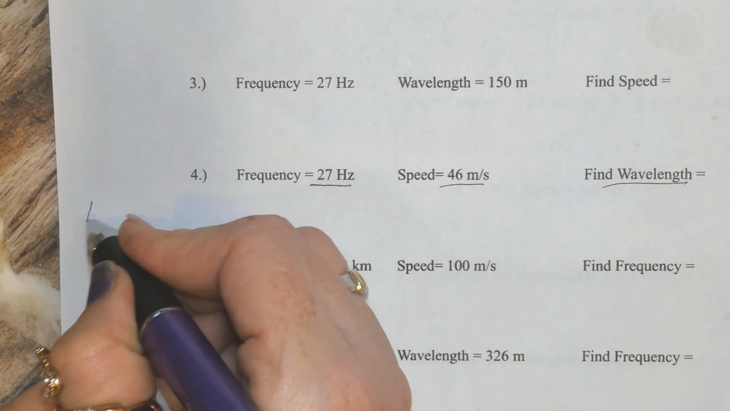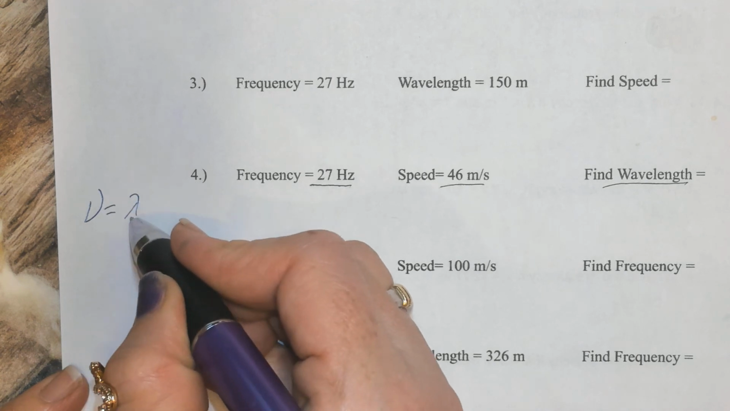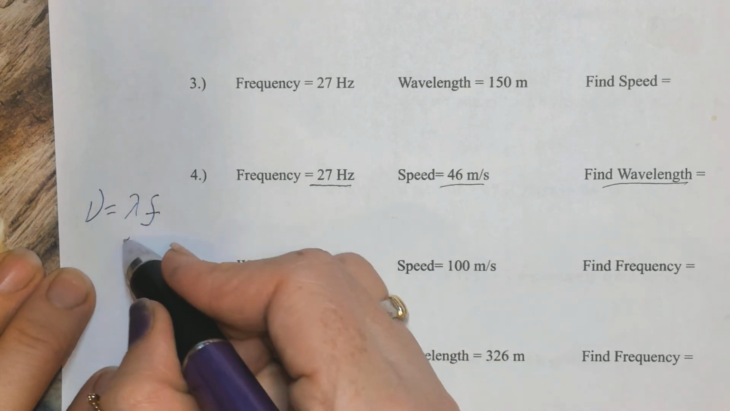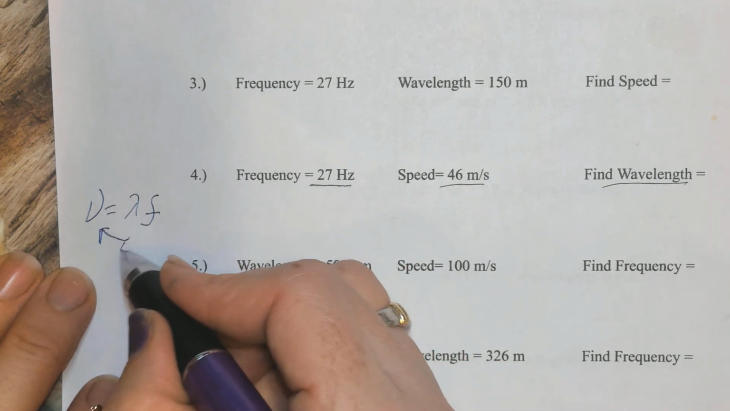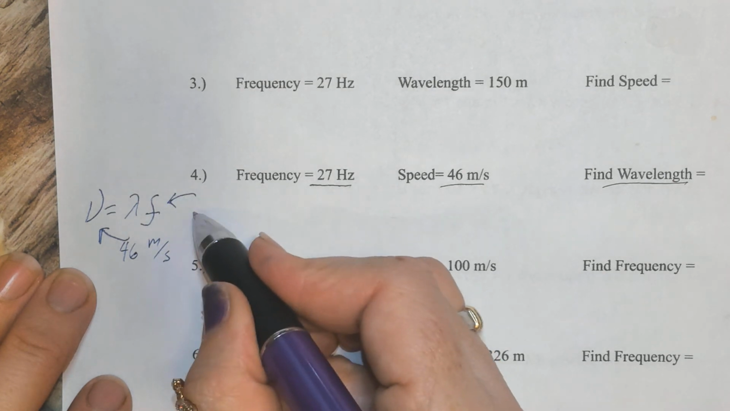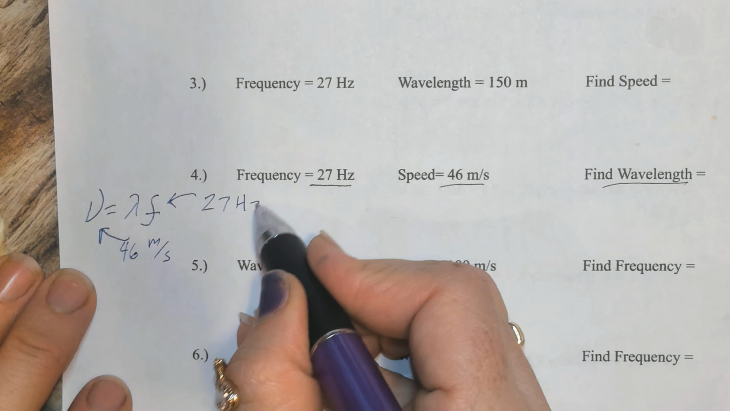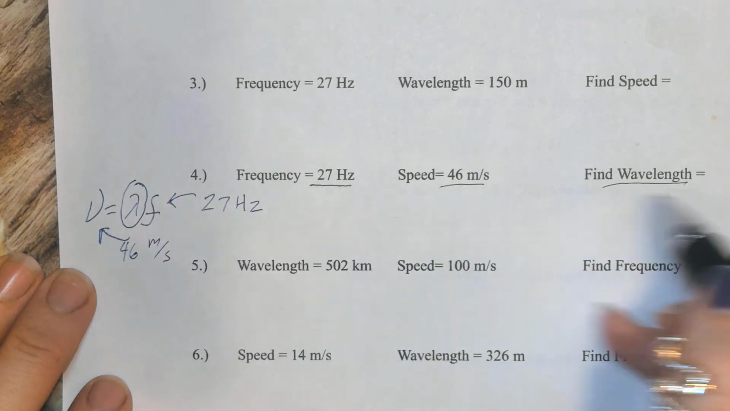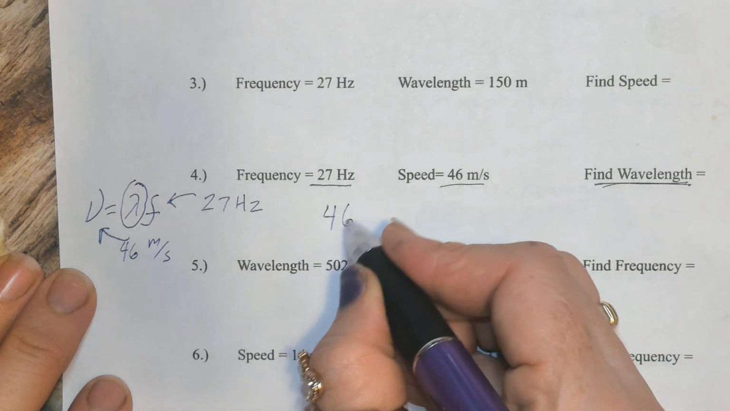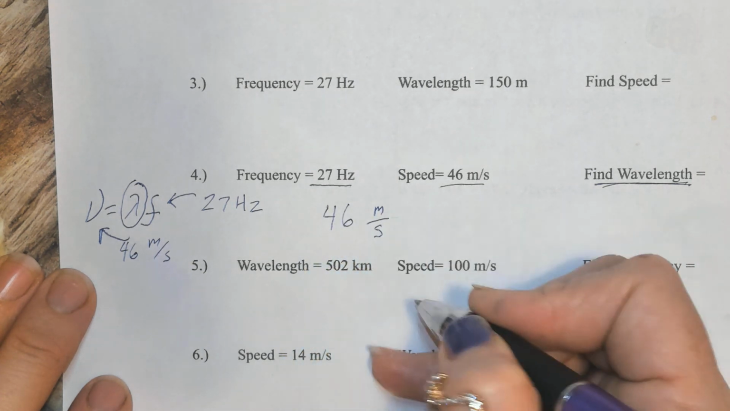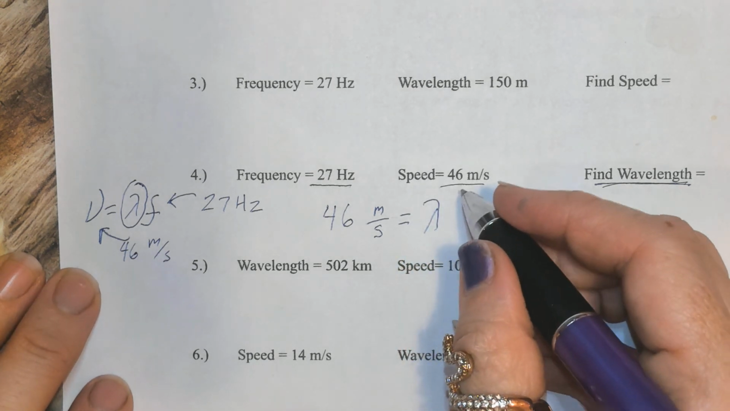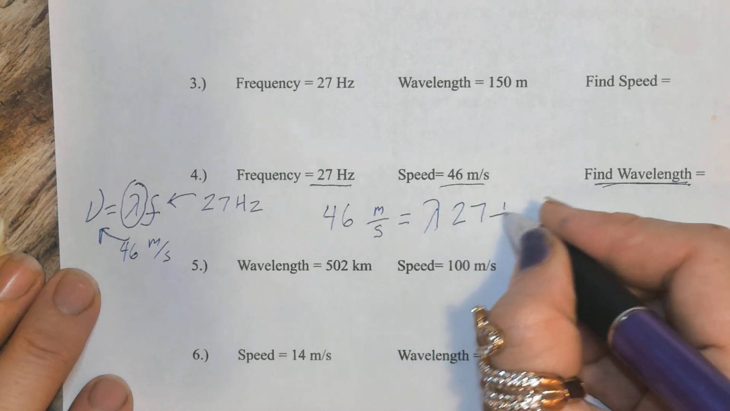Okay, I'm going to start with my equation. The speed of a wave equals the wavelength times the frequency. And I'm going to plug in what I know. And I know that the speed is 46 meters per second. And I know that the frequency is 27 hertz, but I don't know wavelength. That's the thing I have to find. Okay, let's plug it in. 46 meters per second equals wavelength times frequency, which is 27 per second.